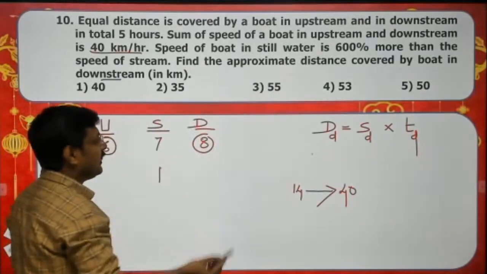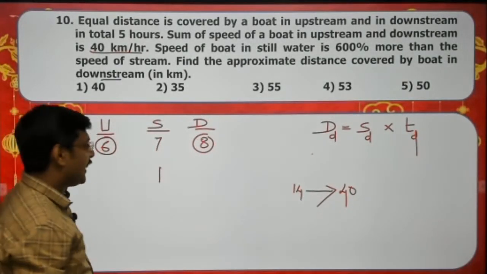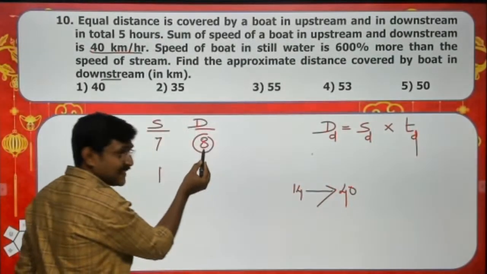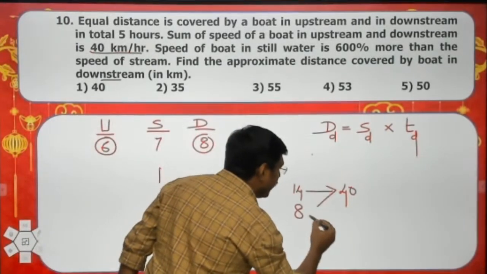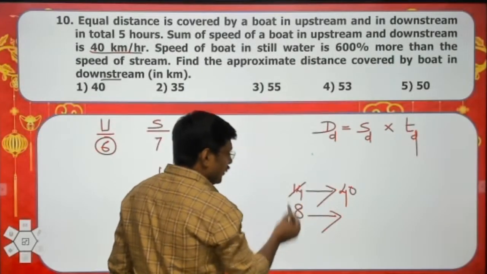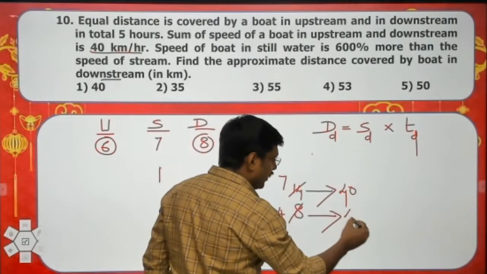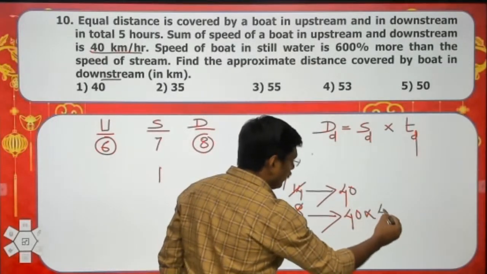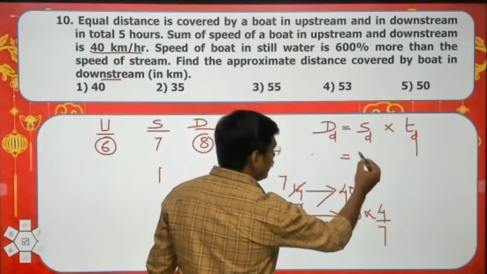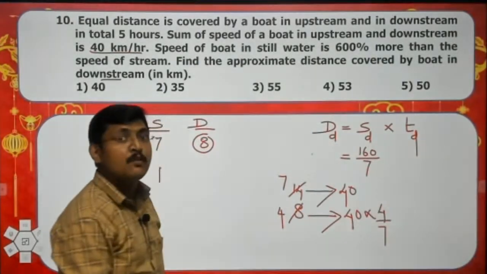Then we need to find the downstream speed. Downstream speed, we assumed it as 6, right? So that 6, sorry, not 6, it is 8. So that 8 will be the corresponding speed for that. So I am applying the chain as 7 times 2 and 4 times. So 40 into 4 by 7. That means 40 into 4, that is 160. So we got 160 by 7 as the downstream speed.